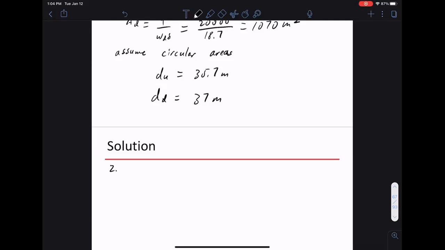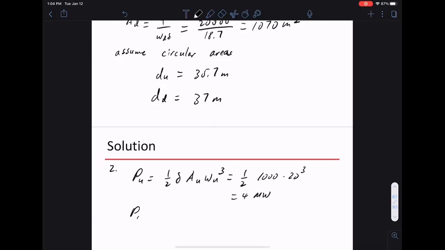Right, so this is again not very difficult to do. Once we know the area, we just plug in this equation, which is, speed relates to power in cubic fashion. So if you plug everything in, 4 megawatt for upwind, you plug this in, we get about 3.5 megawatt. Okay.